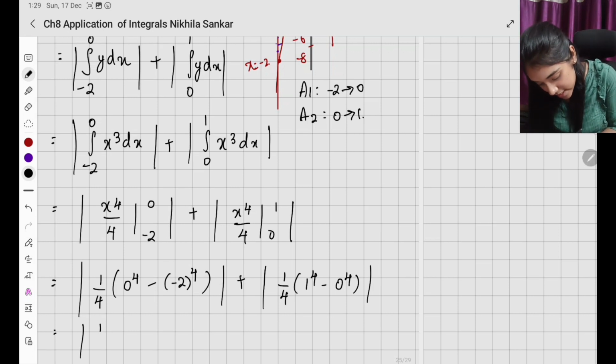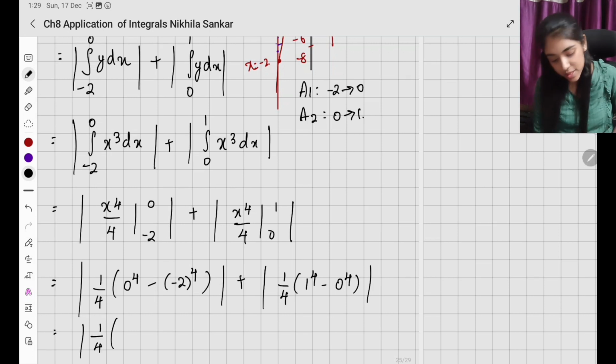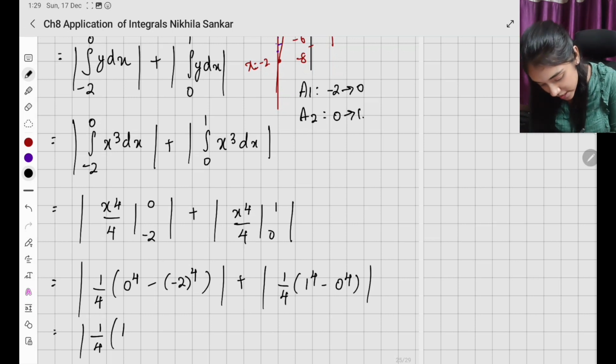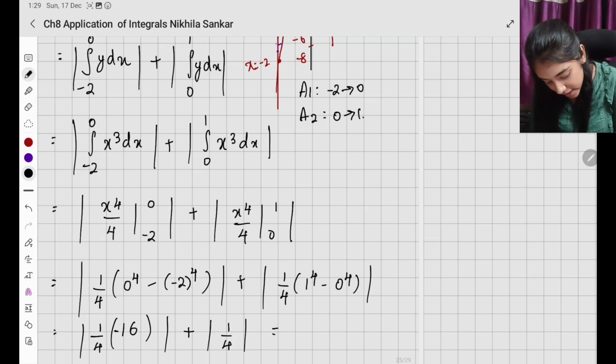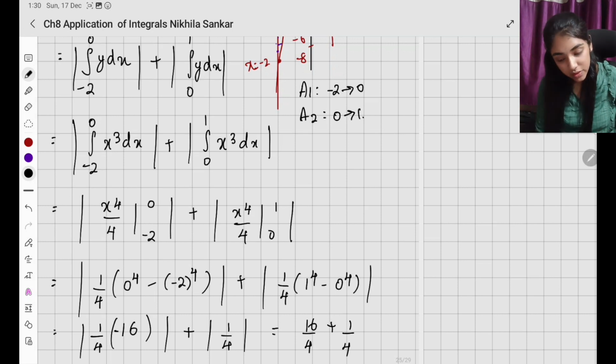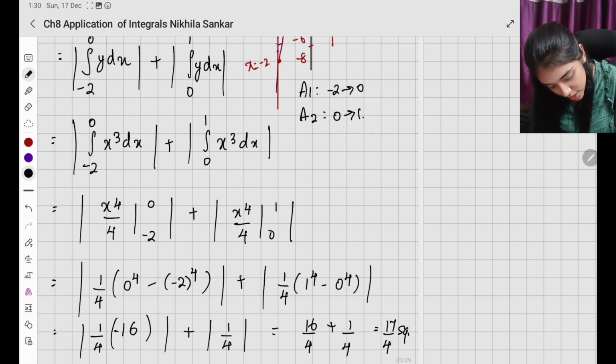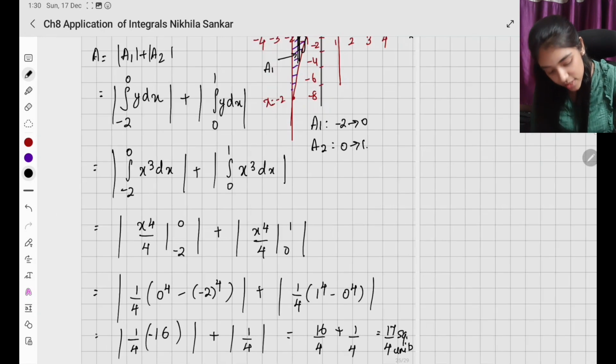So when I finalize, 1 power 4 times 0 minus 2 power 4. 2 2s are 4, 4 4s are 16. So I have 16 minus 16 plus, in the place I have 1 divided by 4. So finally I have 16 by 4 plus 1 by 4. When it comes out of the absolute value, this is how it will look. So when I add, I have 17 divided by 4 square units. Okay, so this is my final answer.